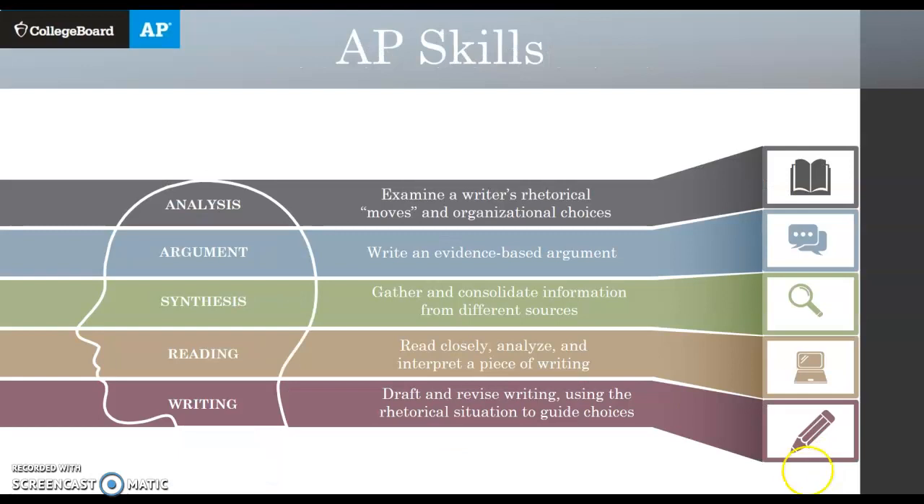The three broad focus areas for the course are rhetorical analysis, argument, and synthesis. These are guided by the exam on which students are required to write a rhetorical analysis essay, an argument essay, and a synthesis essay. Thus, most of the learning in the course is designed to hone students' reading and writing with an eye towards these skills, which are once again provided in the course and exam description.